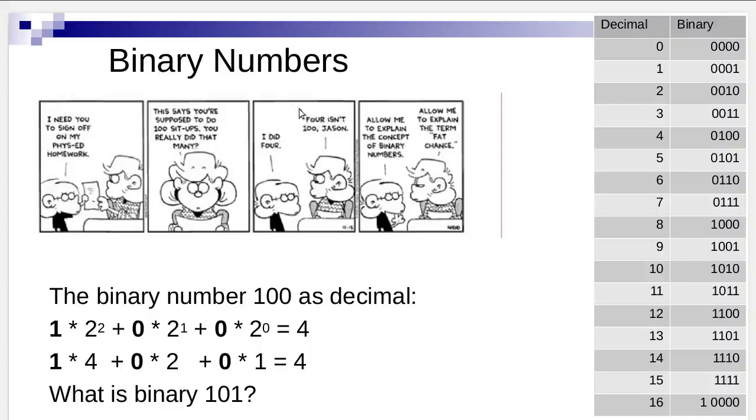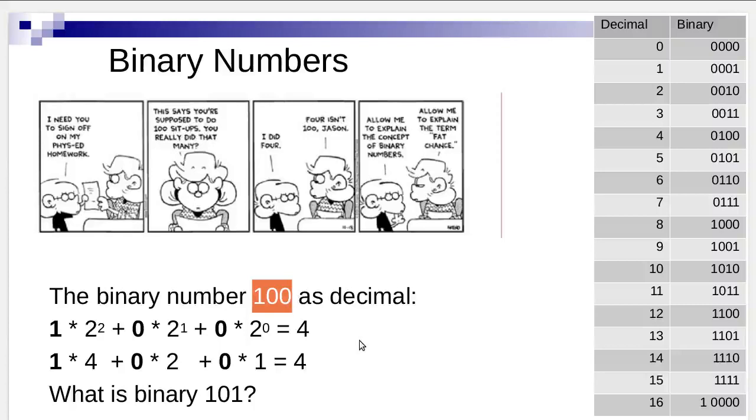And take a look at this again. Make sure you understand the joke. The joke is that what you see as 100 can be interpreted in binary as 1 times 2 to the power 2 plus 0 times 2 to the power 1 plus 0 times 2 to the power 0, which is just 1, and it adds up to 4. Okay, so 100, if it's decimal, then that's 100. But if we say that 100 is binary, then it's decimal 4.